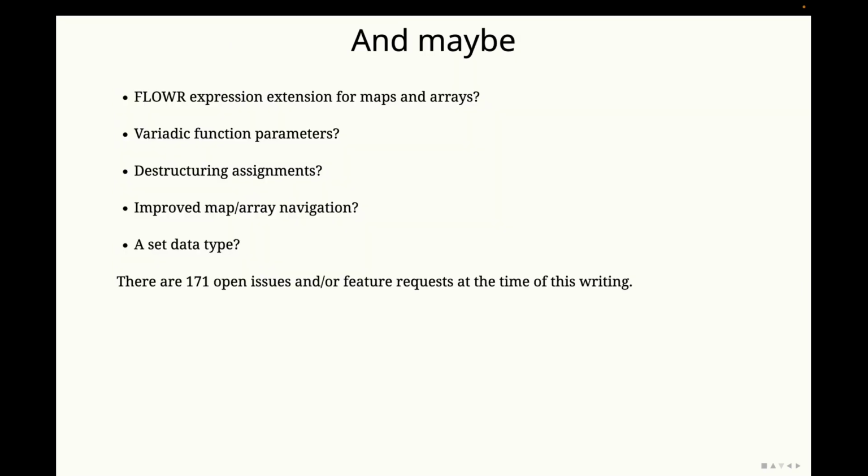What else is possible? There have been some discussions about having extensions to do FLWOR expressions over maps and arrays in a more convenient way. Having variadic function parameters, that is, functions that take an arbitrary number of parameters grouped together into a sequence or a map or an array, presumably. Destructuring assignments, improved map and array navigation. We occasionally talk about having a set data type. There are currently 171 open issues and or feature requests for things still being discussed and decided.